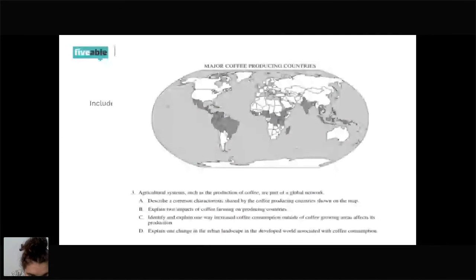Pretty good. Okay. Identify and explain one way increased coffee consumption outside of coffee growing areas affects its production. So if we increase, let's say in the US, I think we consume a lot of coffee, right? A lot of Starbucks. We have a lot of Starbucks in here. So if we increase the consumption of that, what kind of stresses is that going to put on production?